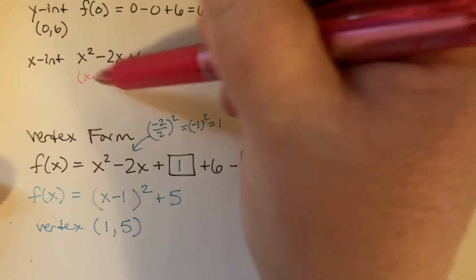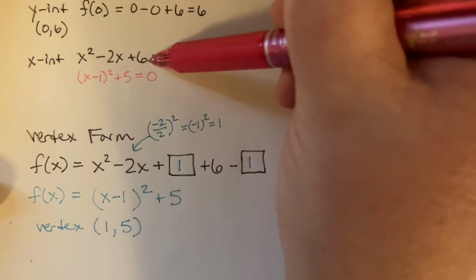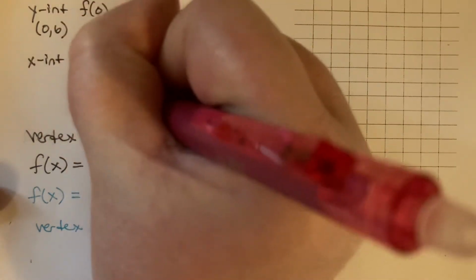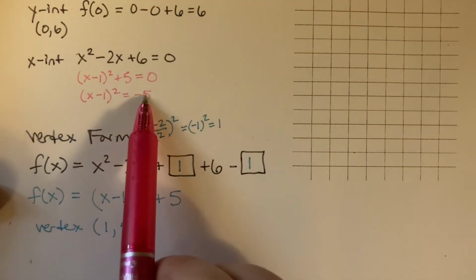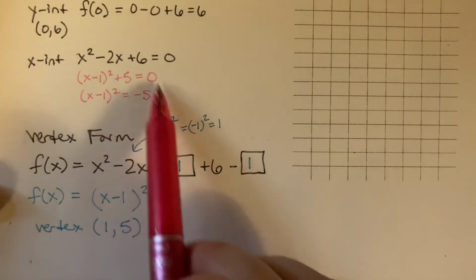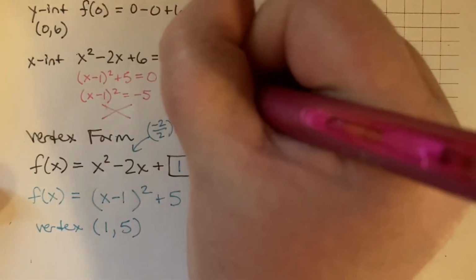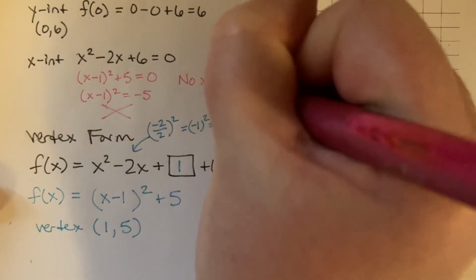All right, and again, if you multiplied it out, you'd get this same equation. Just want to make sure we're seeing that. So this would be (x minus 1) quantity squared is negative 5. Wait a minute, I can't have something squared be negative, right? If I square rooted both sides, I'd get an imaginary number. So there are no x-intercepts.